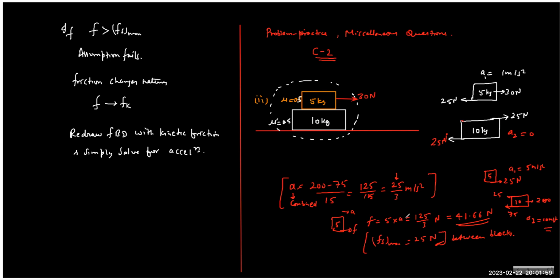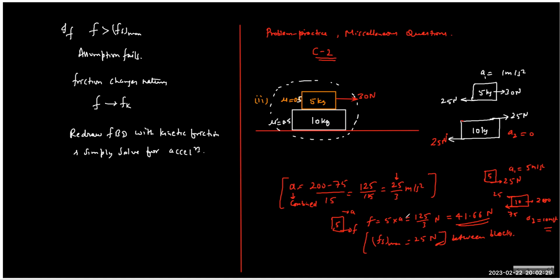What is the maximum friction the ground can create? 75 Newton. And how much force are you applying? 90. It means it can move. The first assumption is correct. It can move. If it can move, then what is the net force? 15 Newton. So what is the acceleration of the system? 1 meter per second square.